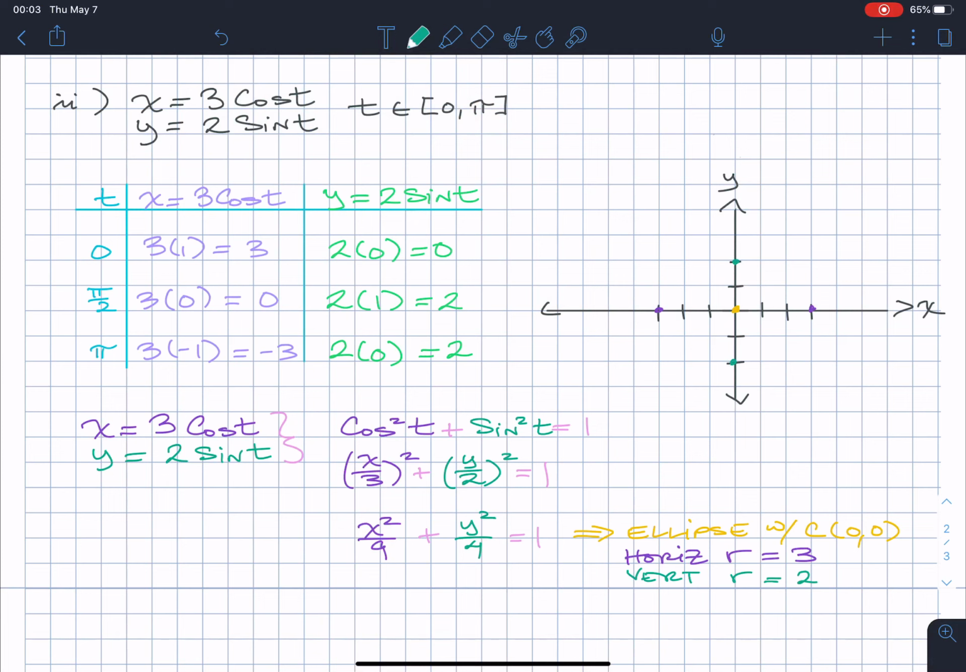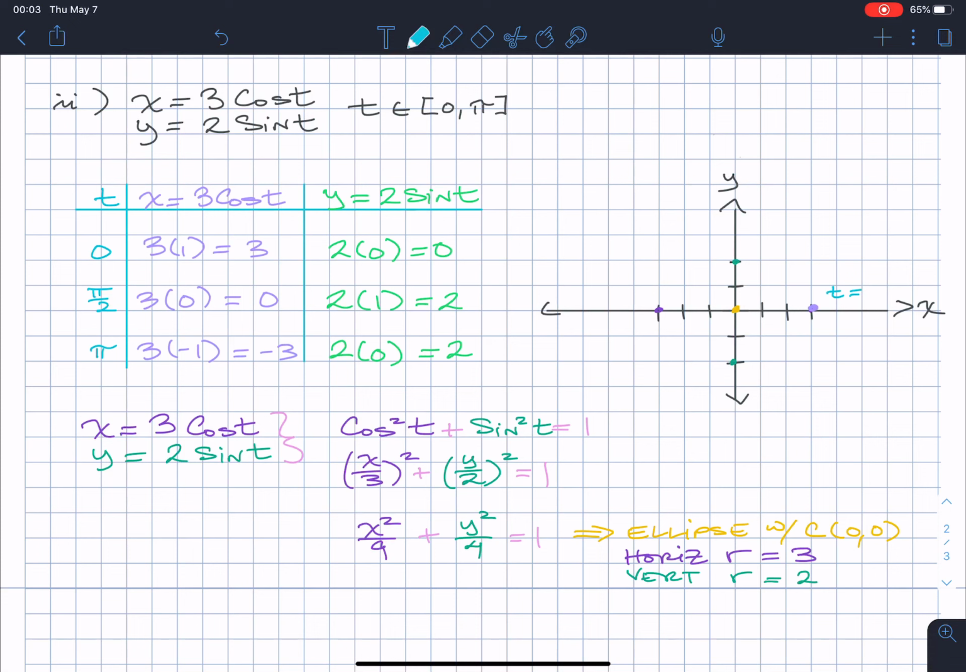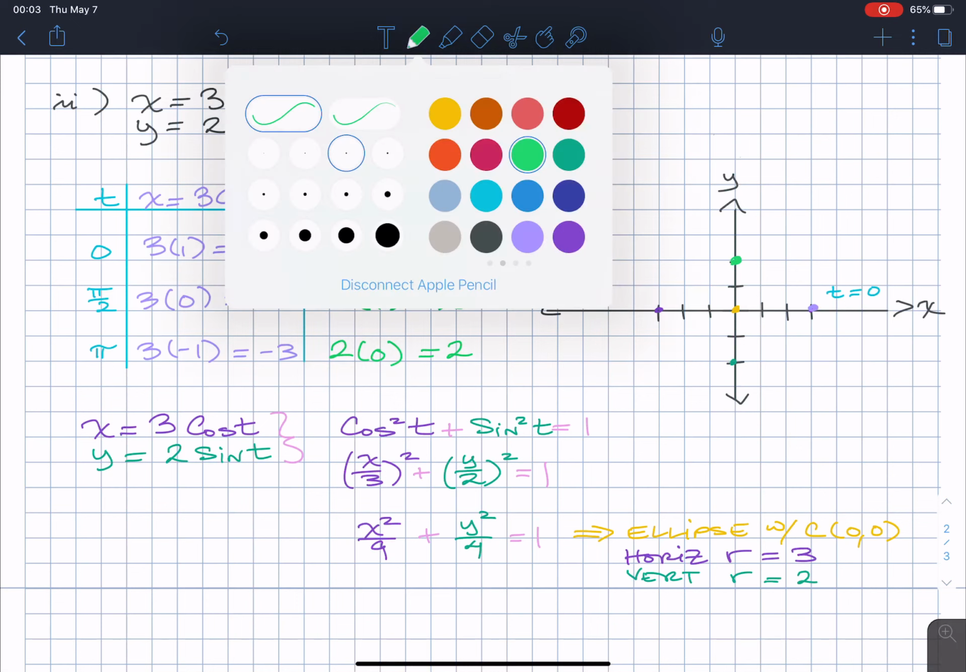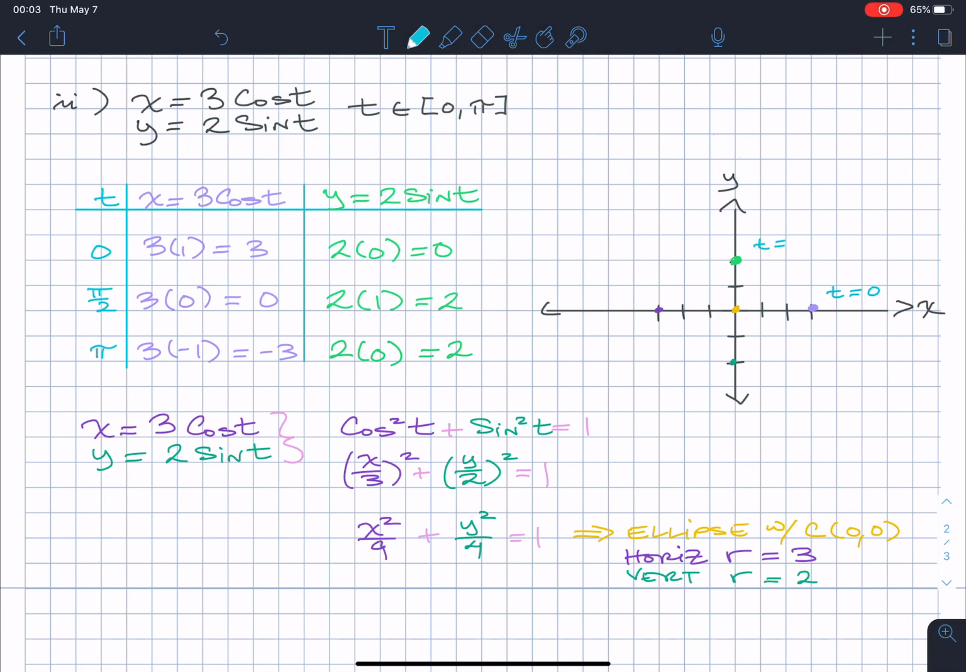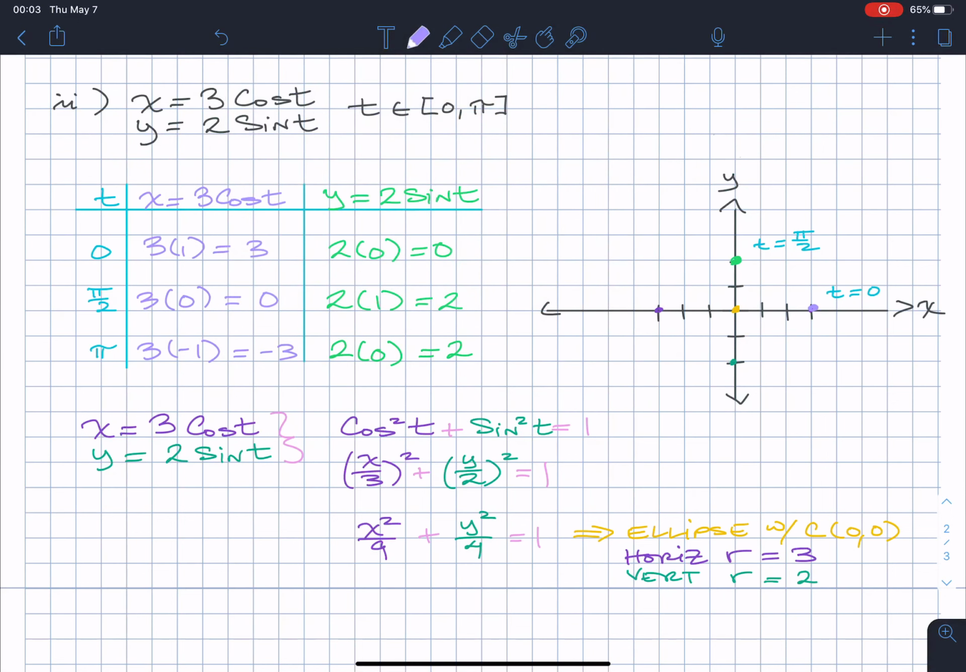However, I cannot draw the whole ellipse because I'm only allowed to have the ellipse from the first point, which is (3, 0). This is when t is 0. The second point is at (0, 2). So that is when t is pi over 2. And the final point is at (-3, 0). Oops, 2 times 0 is not 2, it's 0. Okay, so my final point is at (-3, 0). So this is when t is equal to pi.